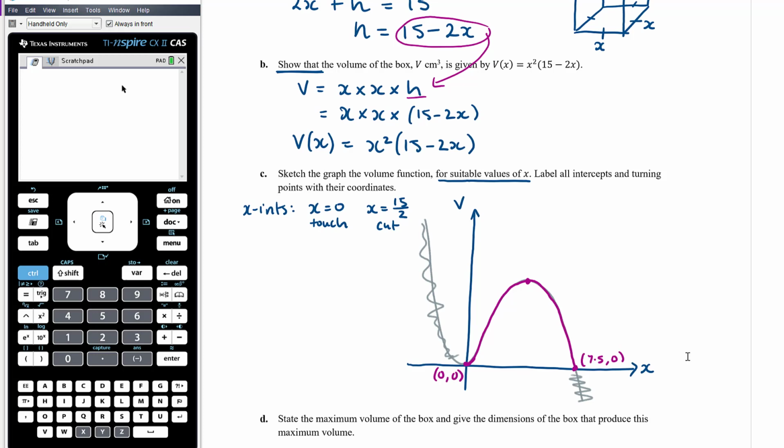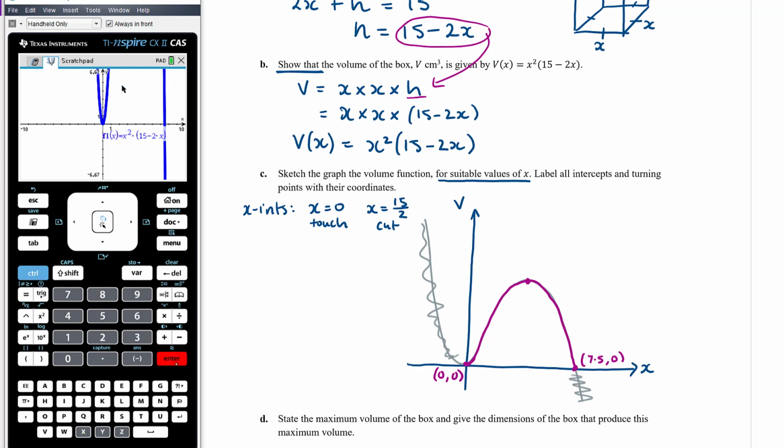So again, you might define the function. I probably wouldn't bother here. There's not much more to come. Once I've got my graph, I'll be able to answer part D. I'm just going to go straight over and draw the graph, pressing tab if you can't see the entry line. So my equation is x squared times 15 minus 2x.